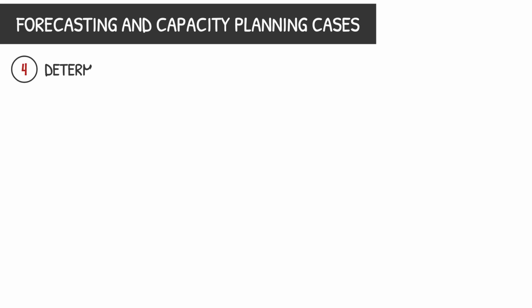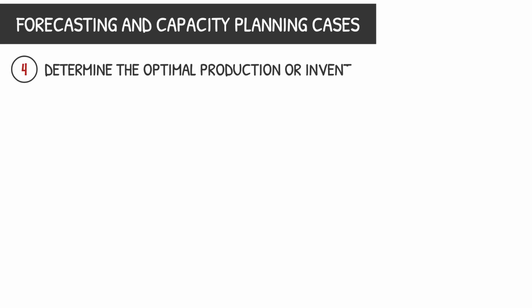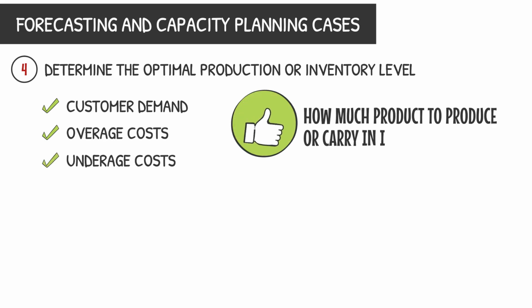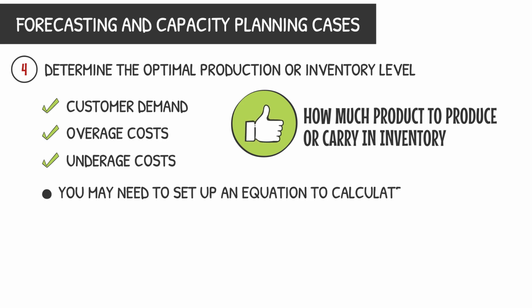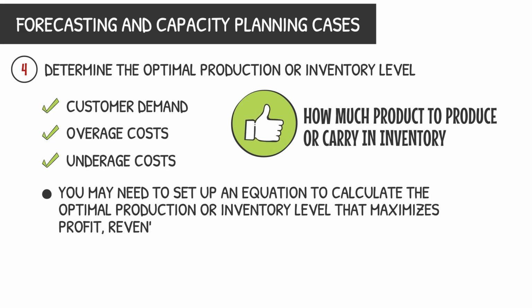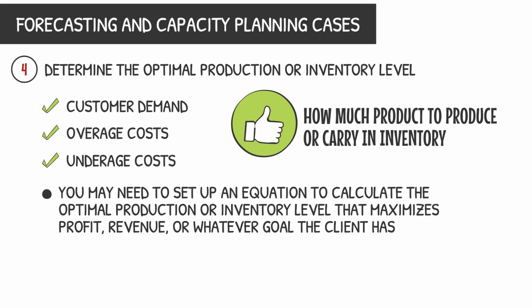And finally, step 4, determine the optimal production or inventory level. Now that you understand customer demand, overage costs, and underage costs, you can make a well-informed decision on how much product to produce or carry in inventory. You may need to set up an equation to calculate the optimal production or inventory level that maximizes profit, revenue, or whatever goal the client has.